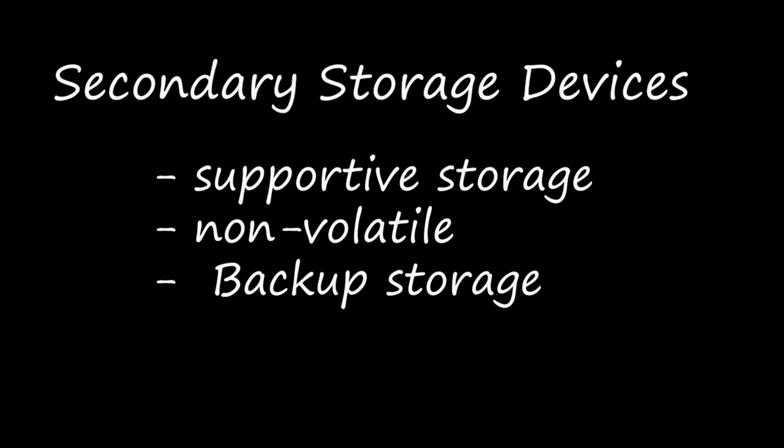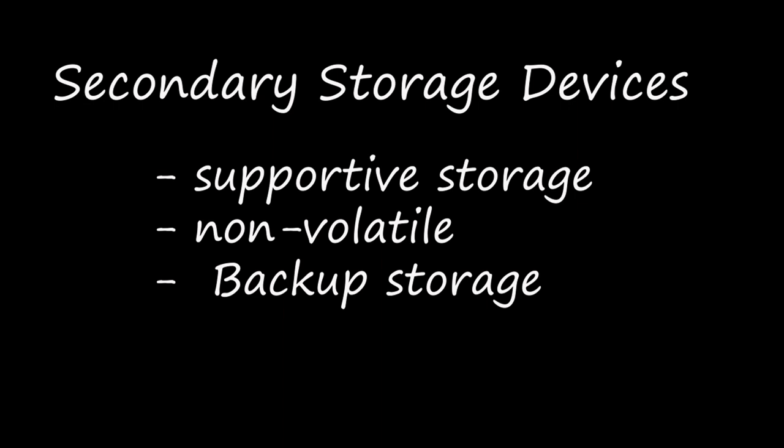Okay, the next one we are going to see is secondary storage devices. The secondary storage devices have a limited amount of main memory. Okay, this is expensive and volatile. This is used to save programs and data which has to be stored permanently. This secondary memory, we can say, is a supportive storage for the main memory. They are non-volatile in nature, right? And the secondary storage, we can say, is a backup storage also.